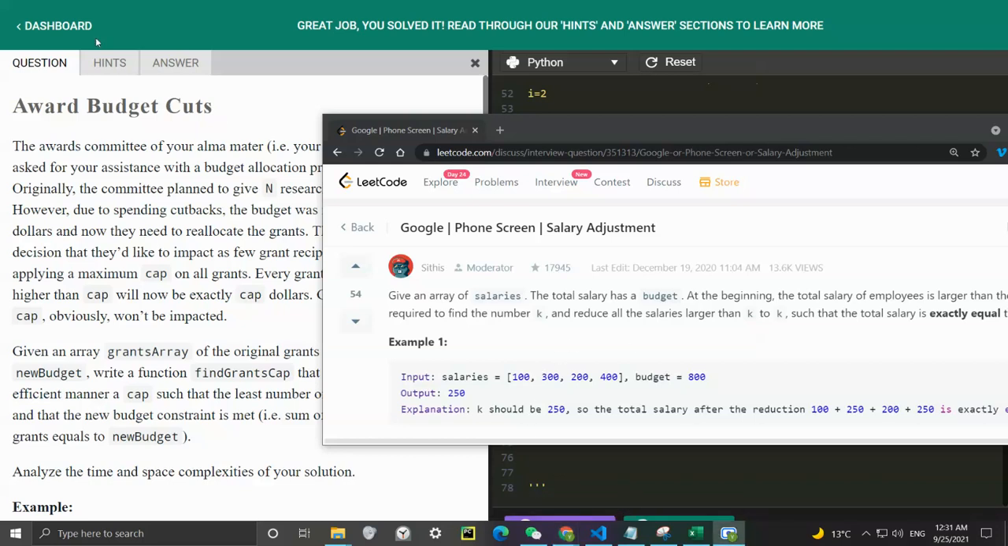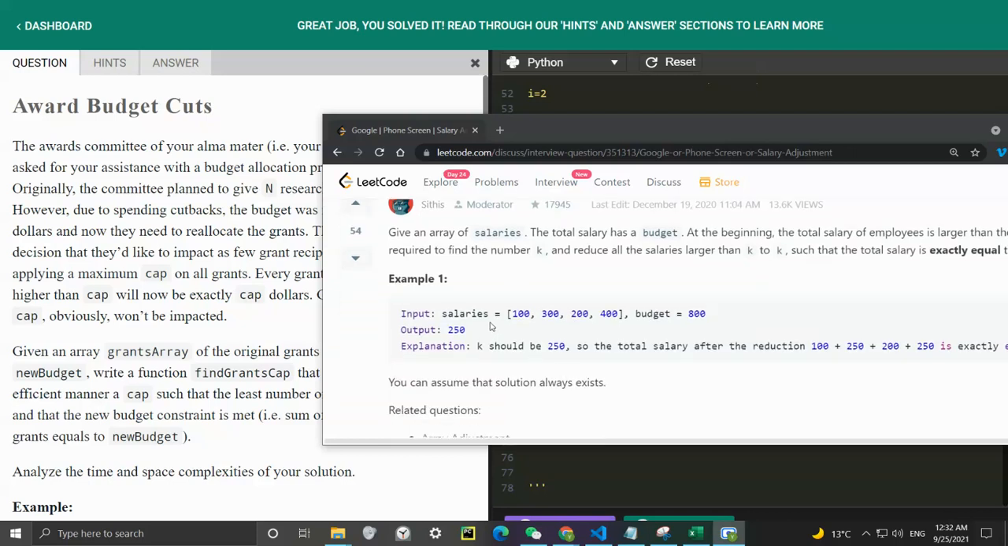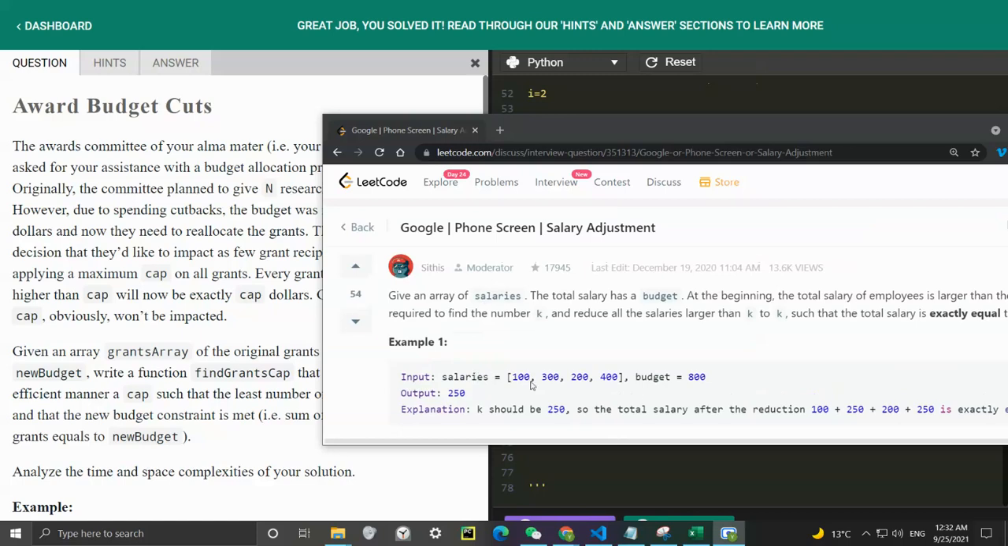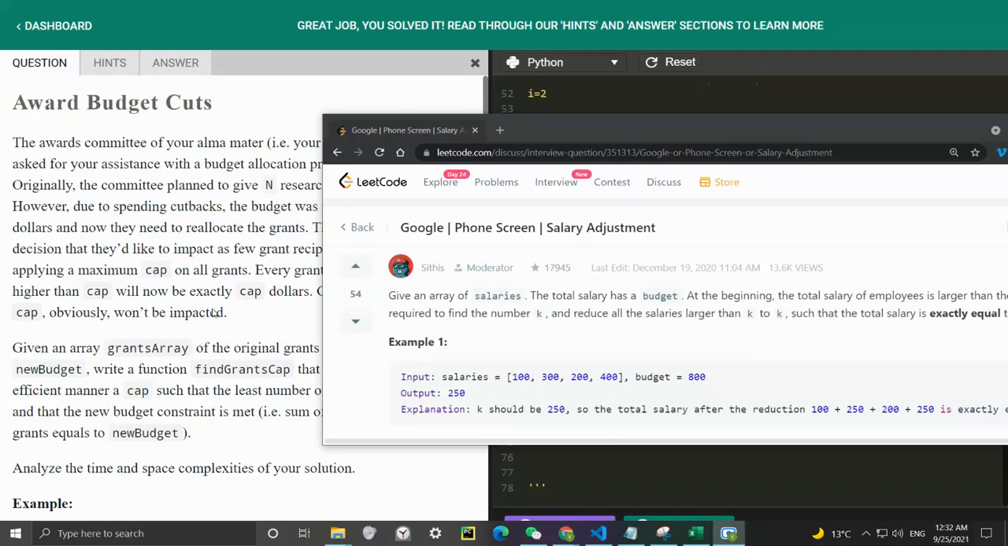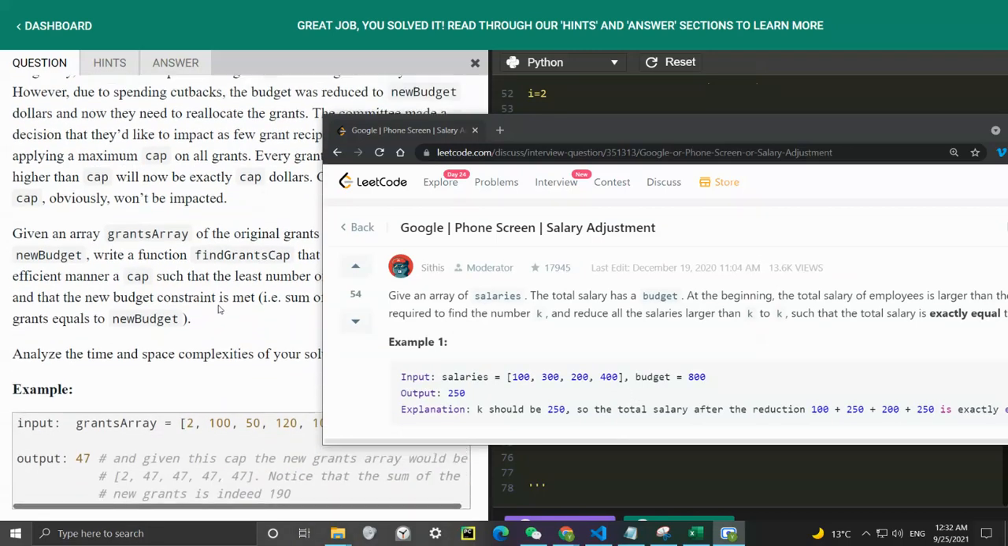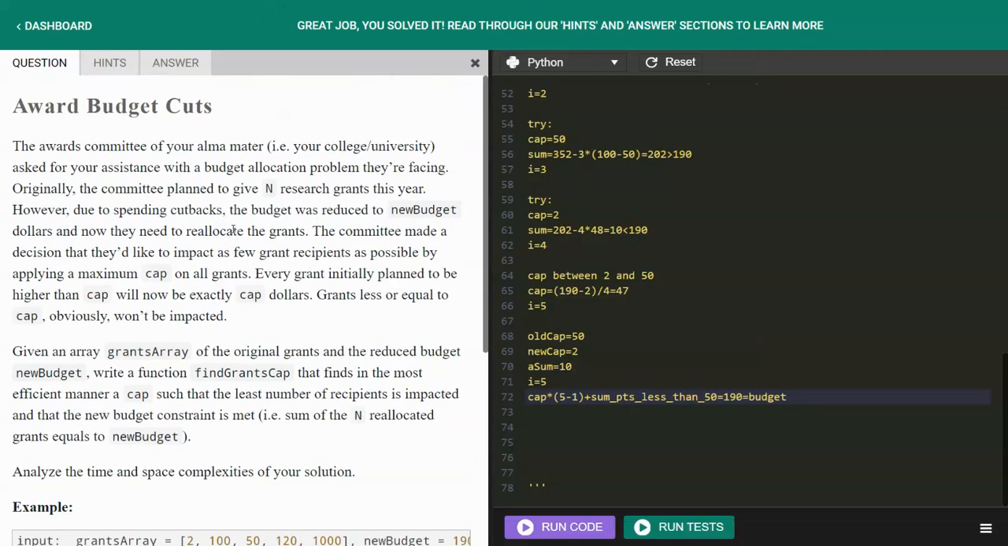In this video, I'm going to go through this problem from Pramp, award budget cut. This question was asked in a phone screen interview. The original question from Google was salary budget, and this one is a grant budget. It's the same thing actually. Let's go through it together.